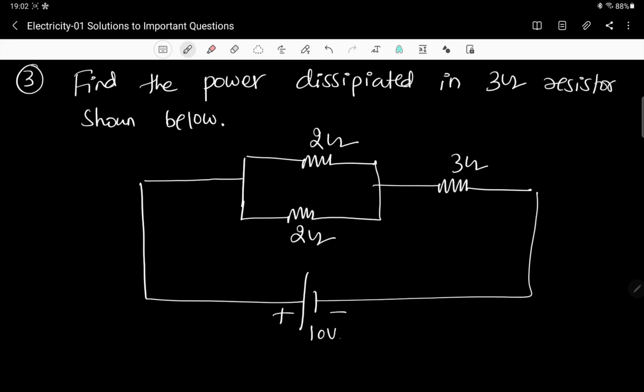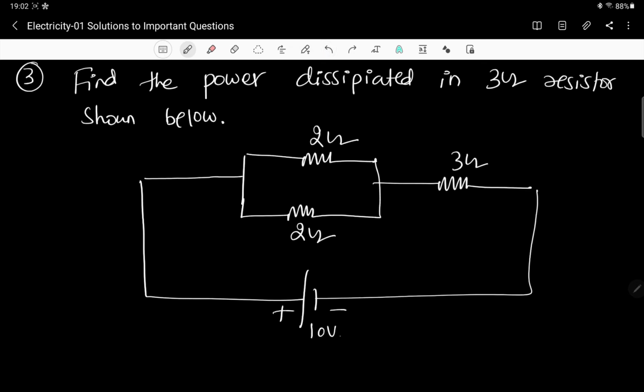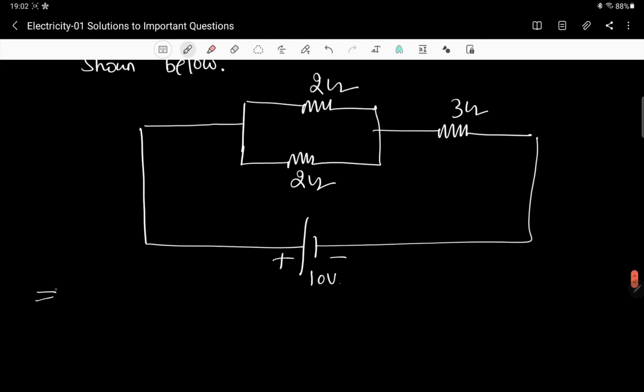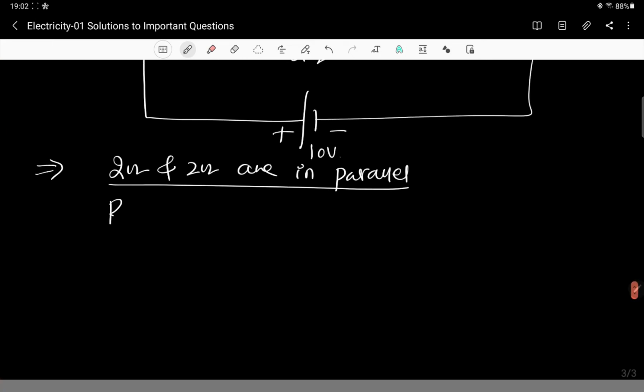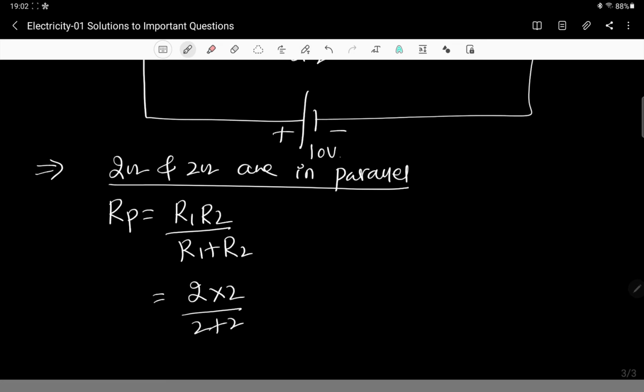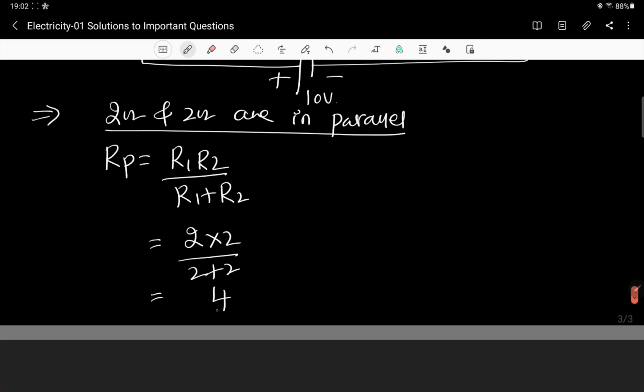Right? So this 2 ohm and 2 ohm, how are they? They are in parallel, no? So I'm going to write that. 2 ohm and 2 ohm are in parallel. So once they are in parallel, I'm going to get Rp is equal to, what is the formula? R1 into R2 divided by R1 plus R2, right? So I'm going to have that as 2 into 2 divided by 2 plus 2. So that is like 4 divided by 4.